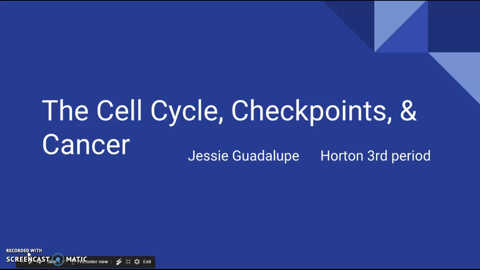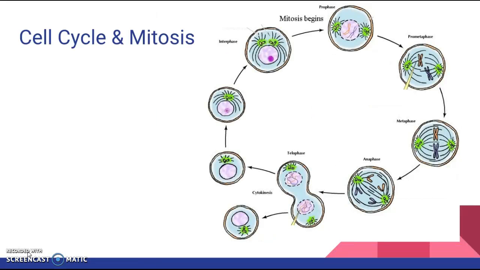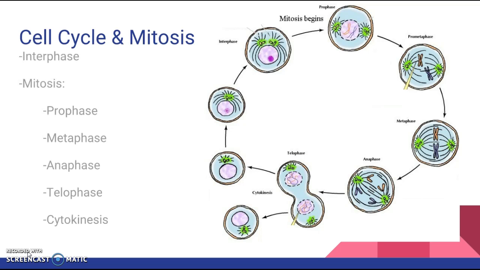Today we will be talking about the cell cycle checkpoints in cancer. Here's a diagram that shows the whole cell cycle. First, we begin with interphase. The cell spends about 90% of its time in this process. Here the cell's chromosomes duplicate, and we can clearly see that there is a nucleus in the cell. These lines represent microtubules, and these yellow-green thingies represent centrosomes.